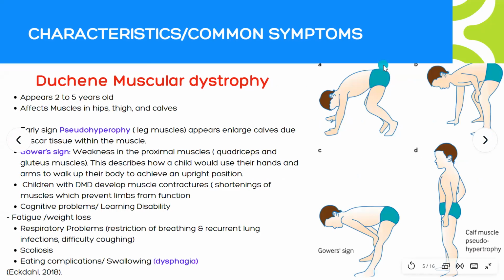Some characteristics and common symptoms of Duchenne muscular dystrophy: it appears at 2 to 5 years old. It affects the muscles, the hips, the calves. An early sign is pseudohypertrophy, where the leg muscles appear enlarged in the calves due to scar tissue within the muscle. Another thing people could identify for diagnosis is Gower's sign, which is weakness in the proximal muscles, the quadriceps and the gluteus muscles. This describes how a child would use their arms to walk up their body to achieve the upright position.